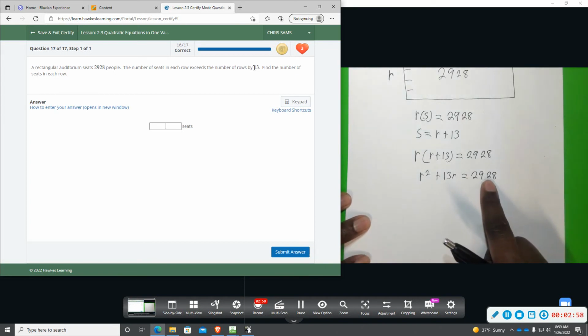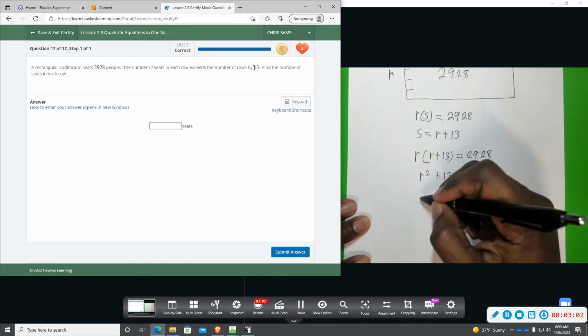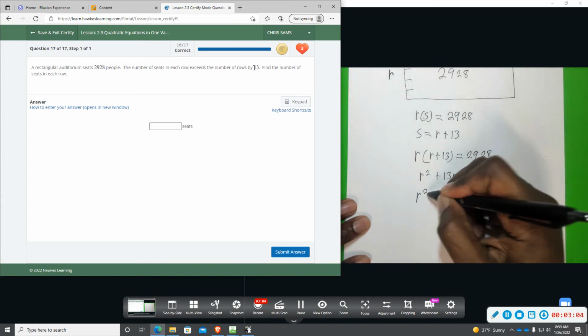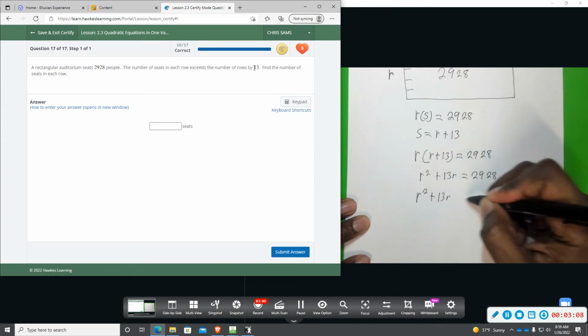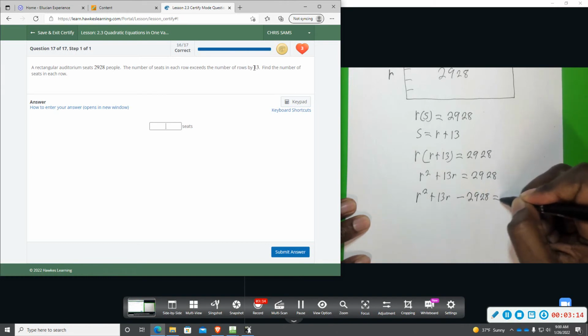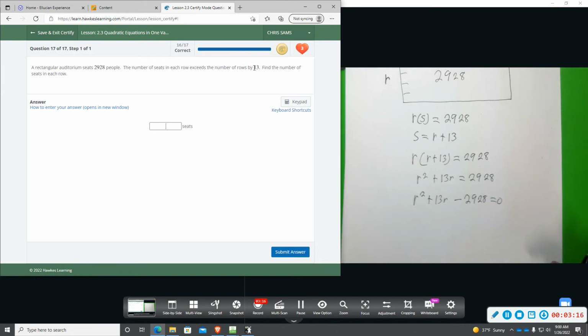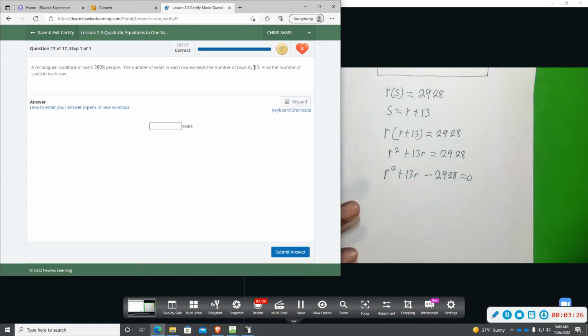I'm going to set one side equal to 0, so I'm going to subtract and move this 2,928 over. So we have R squared plus 13R, and when I subtract and move that over, this will be minus 2,928, and that equals 0. Okay, since rows and seats have to be a whole number, I can't have like 13.2 rows or something like that. I'm going to see if this factors. I think that's going to be the best.